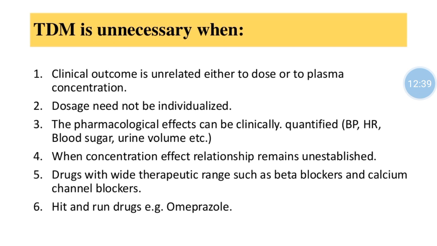Then, drugs with a wide therapeutic range, such as beta blockers and calcium channel blockers, have a large, wide therapeutic range. So in those cases we should not go for therapeutic drug monitoring. Then hit and run drugs like omeprazole, an antacid, block the H2 receptor or proton pump, so that acid secretion from the stomach or duodenum is stopped. In that case also it is only for a limited time action, so in that condition we do not go for therapeutic drug monitoring.